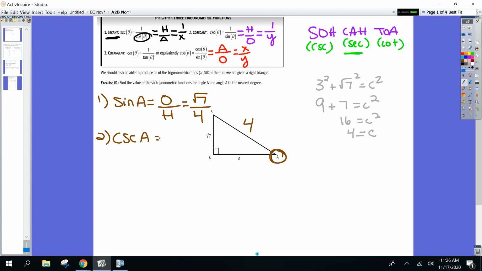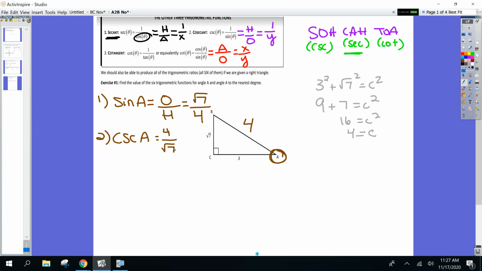Why? Anybody know why I'm going to suggest you do cosecant now? Because sine and cosine are related. What do I just have to do with sine to find cosecant? Flip it. So instead of radical 7 over 4, it's going to be 4 over radical 7. Everyone? Now, did I have to do cosecant? No, but I was like, hey, I just found sine, so I might as well find its reciprocal, cosecant.